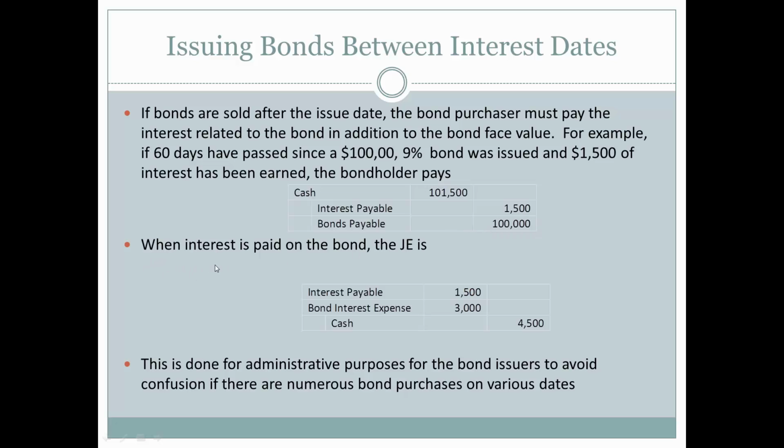Now, when they make their first interest payment, the journal entry will be to debit this interest payable because it is no longer due to the bondholder. The bond interest expense in this instance alone would be $3,000, and the cash paid out would be $4,500. The next time they pay out the cash interest on the bond, there will be bond interest expense of $4,500 and cash of $4,500.